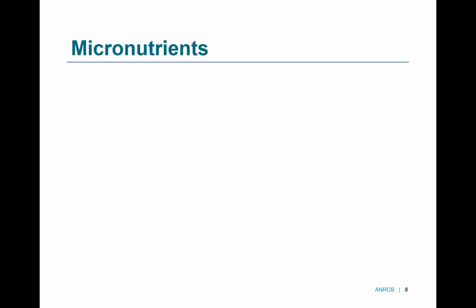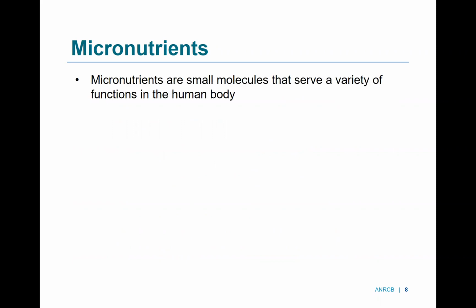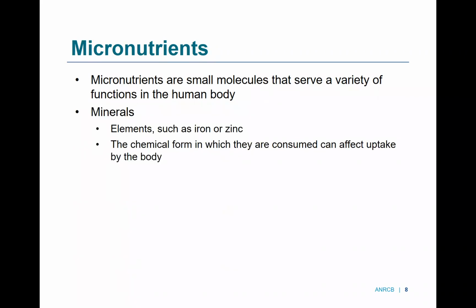Now, the smaller nutrients, again, those are called micronutrients. These serve various functions within the body, often at a cellular level. They can include minerals, for example, iron or zinc. And even when they're elements, they're usually not consumed as elements. They might come as a small compound, and the chemical form in which we eat them and consume them affects how well our bodies can use that nutrient. So the availability of that to our body depends on the chemical form that they are found within food.